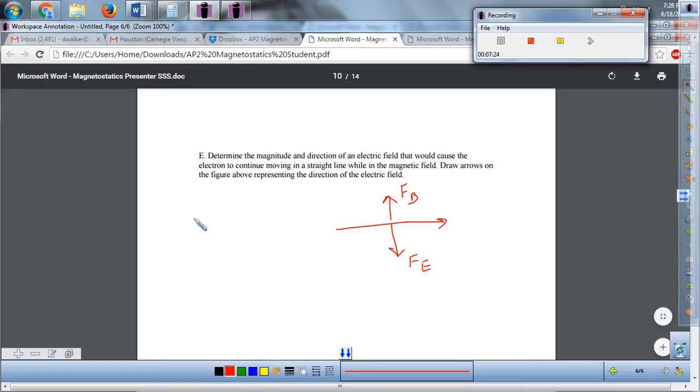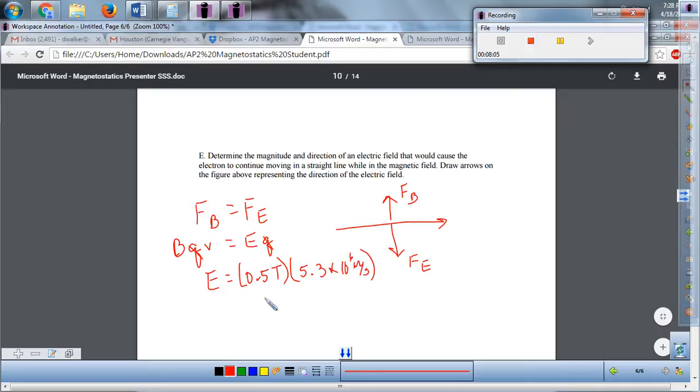All right, so I want my electric force to be balanced by my magnetic force. The magnetic force is BQV. The electric force is E times Q. So the electric field is going to be B, which is 0.5 Tesla, times that speed of 5.3, I think it was 10 to the 6th meters per second. So half of 5.3 is about 2.65 times 10 to the 6th. And that should be newtons per coulomb for E.